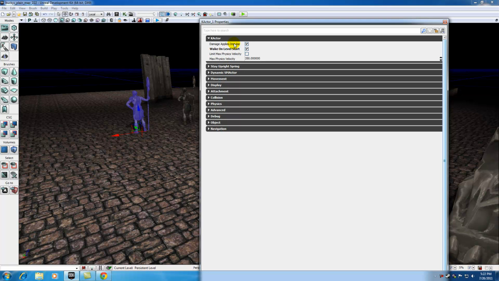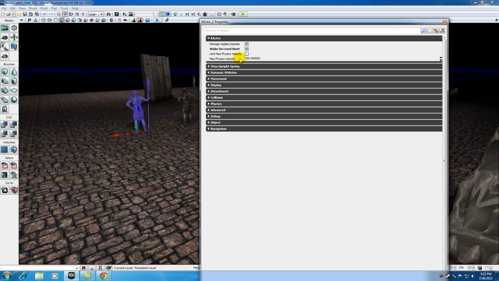For example, it can shoot this KActor with bullets, maybe go up and punch it, or throw grenades at it. What that damage allows us to do, if we have this checkbox checked, is turn that damage into a physical force. If we didn't have this checked, then we could shoot it and nothing would happen. But now that we have damage applies impulse, whenever we shoot it, it turns that damage into a force and moves it around.